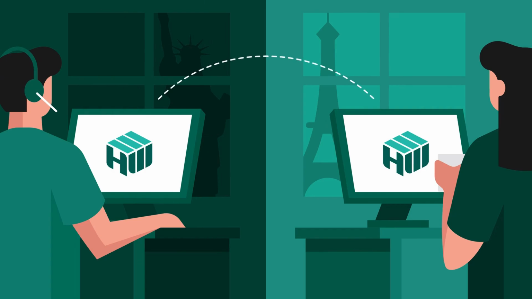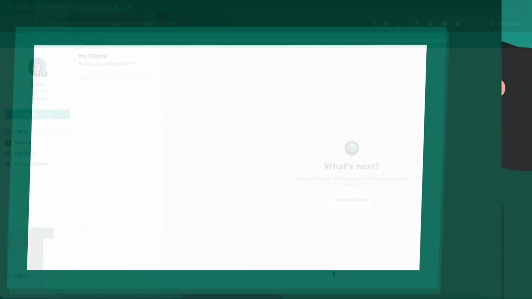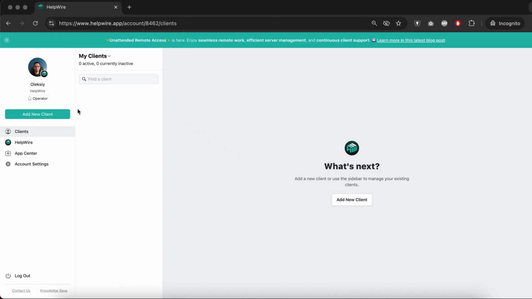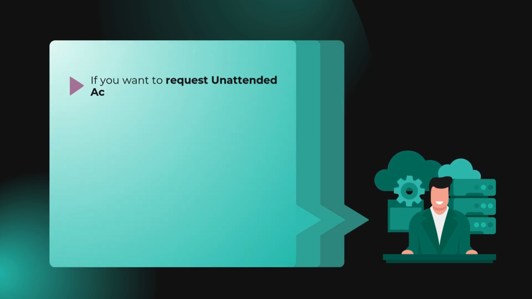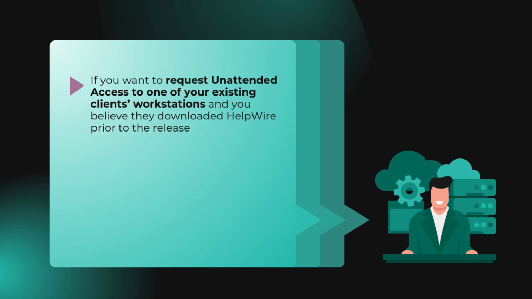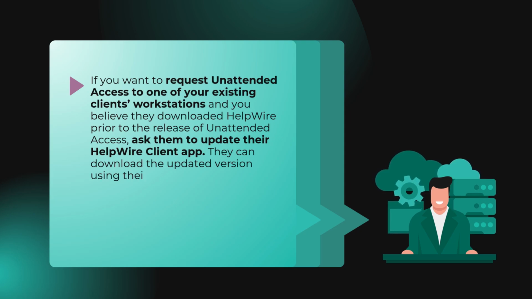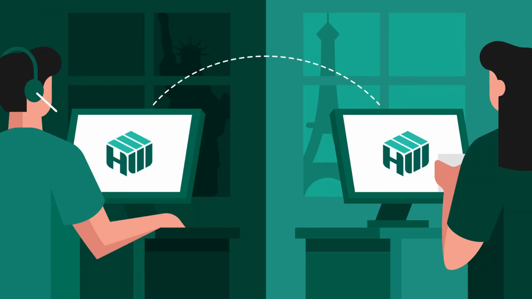To set up unattended access to one of your client's workstations, log into your HelpWire operator account. Add a new client and send them the link to the HelpWire client app. Note, if you want to request unattended access to one of your existing clients' workstations and you believe they downloaded HelpWire prior to the release of unattended access, ask them to update their HelpWire client app. They can download the updated version using their current app link.